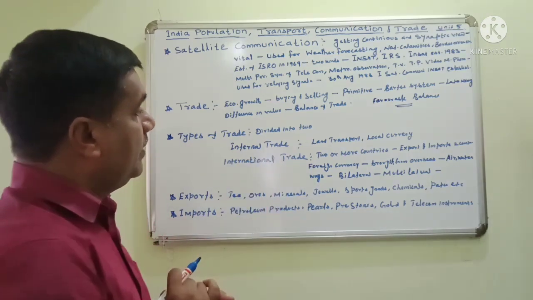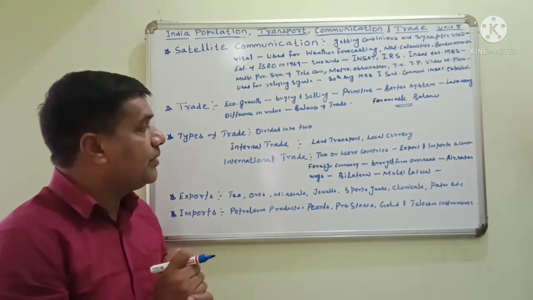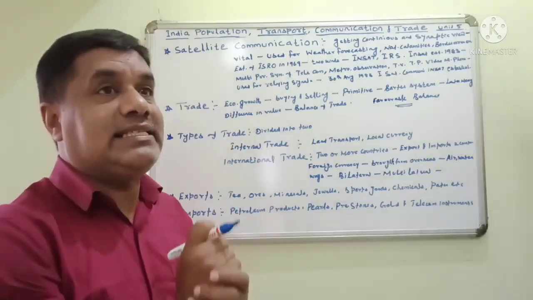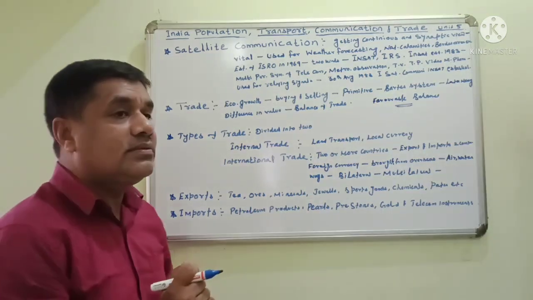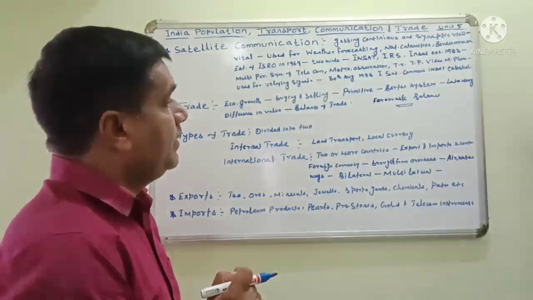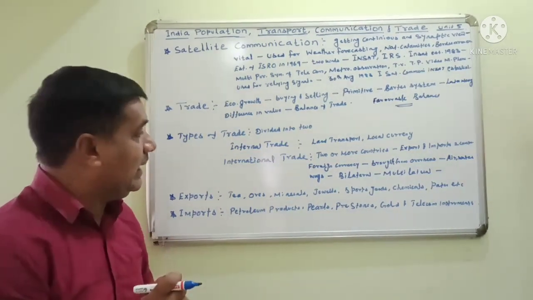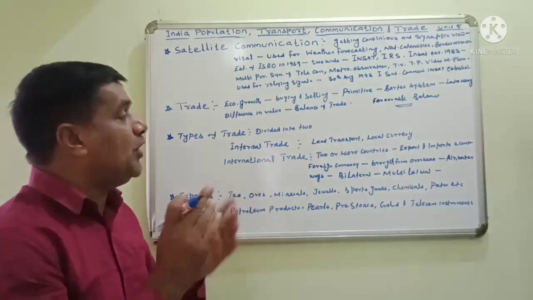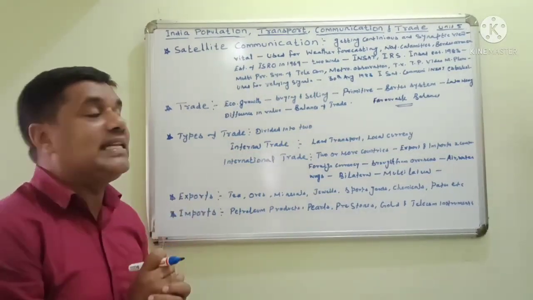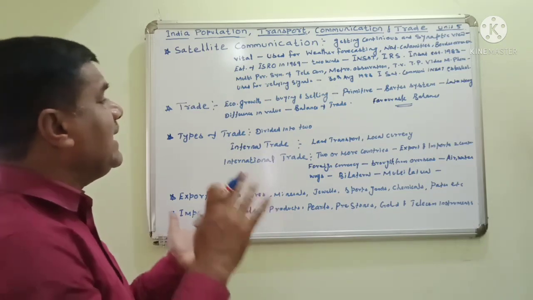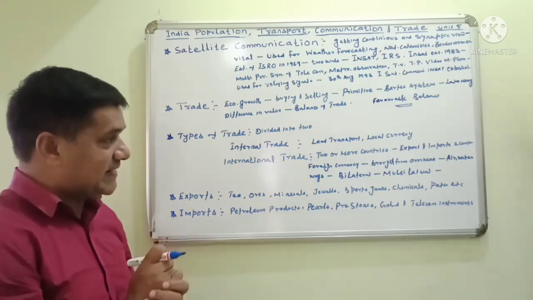International trade. In international trade, goods and services are exported to two or more countries, known as international trade or foreign trade. Export and import play a vital role in international trade. There are two components of international trade: export and import. In international trade, foreign currency is used for goods and services.